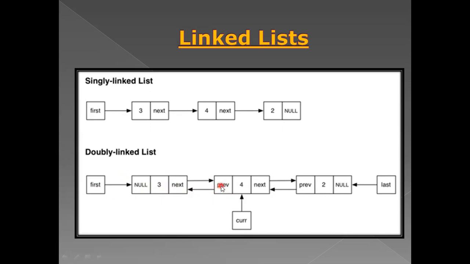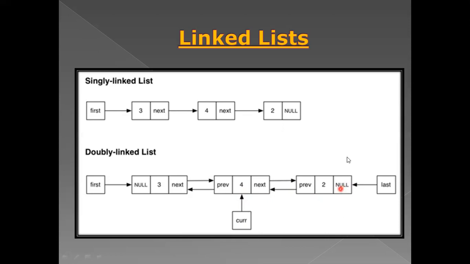This is the previous. So what is the previous? The address of this node. And here is the next, which is the address of this node. And previous is the next of the next node. This is doubly, which means the arrows go in different directions. CURR means currently we are here, at this node.